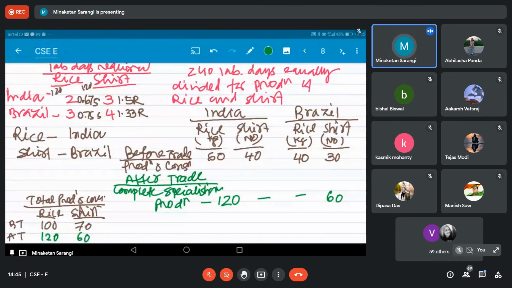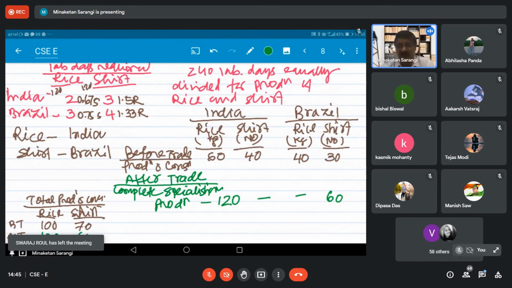Brazil is completely specializing and producing 60 sats. If Brazil is completely specializing and producing 60 sats, then Brazil can export, sell only 30 sats. Brazil cannot sell more than 30 sats because for own consumption, it has to keep 30 sats. So the maximum amount of sat Brazil can sell or export to India is equal to 30.